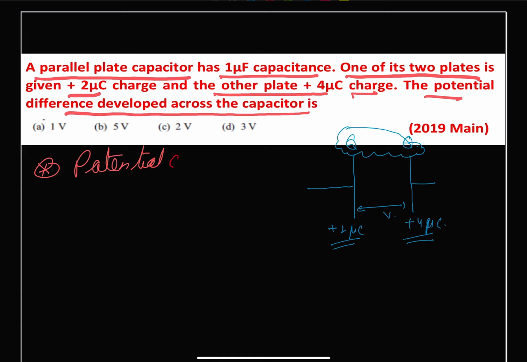So we have to find out the potential difference, that is our V equals Q upon C, and we have to find out the value of this Q. In a parallel plate capacitor, we have to remember that these two plates should have equal and opposite charge. So the first one is plus and the second one is going to have minus. Let me write that.